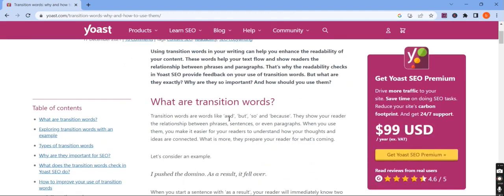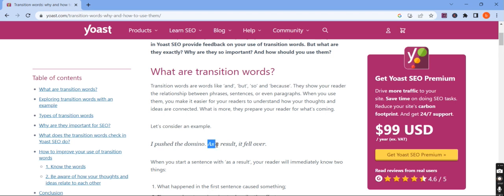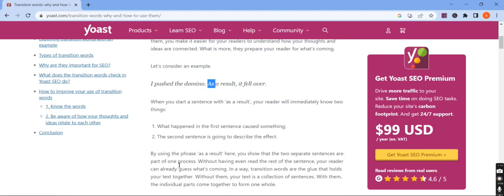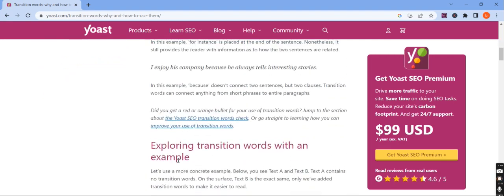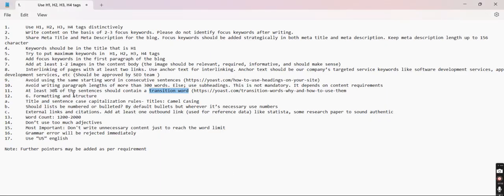So transition words are and, but, so, because. These are transition words. As, so. So it must be used at least 30%. And title, next is formatting. For this you have to follow title and sentences should use camel case, and by default bullets, and wherever necessary use numbers.